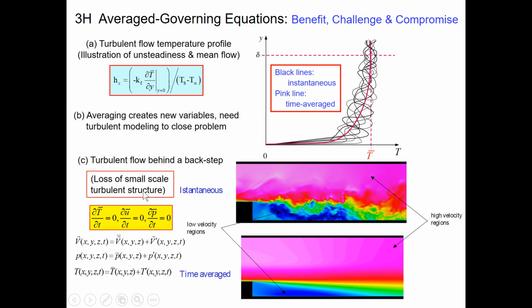Another compromise is, since we did the averaging, we lose the small scale turbulence structure. This can be seen from the instantaneous velocity field and the time averaged velocity field. By comparison, you notice that the small structure of turbulence is gone.